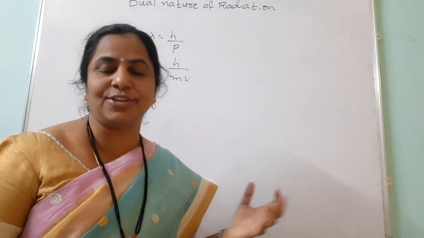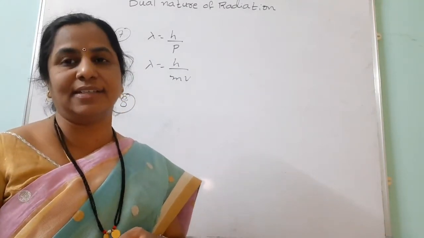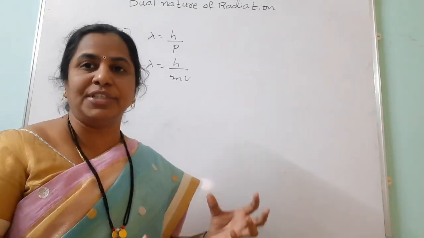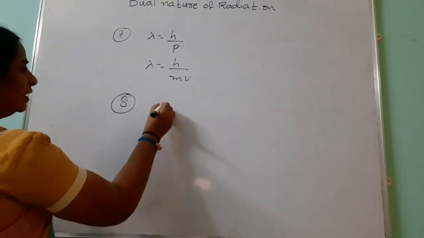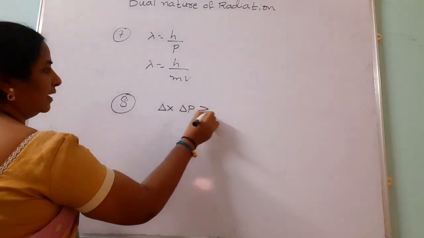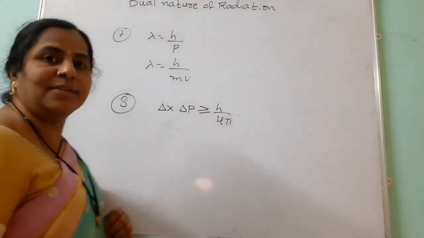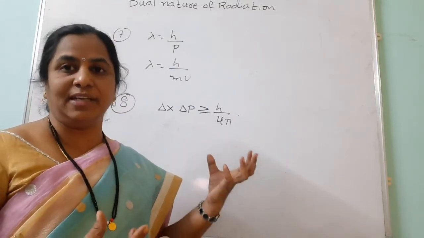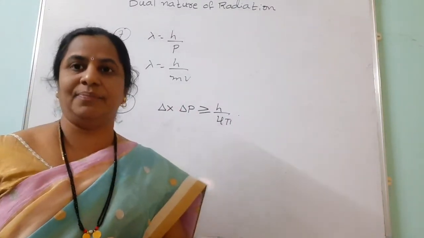Then our last very short answer question is, what is the statement of Heisenberg's uncertainty principle? According to it, it is impossible to measure the position and momentum of a particle at the same time. The product of the change in momentum and the change in position is always greater than or equal to h by 4 pi. This is called Heisenberg's uncertainty principle. We can say that at the same time it is impossible to measure the position and momentum of the particle. Thank you everyone.